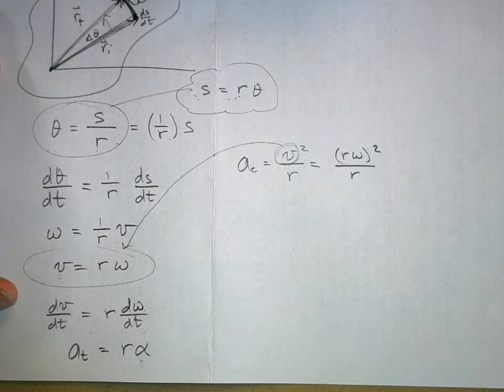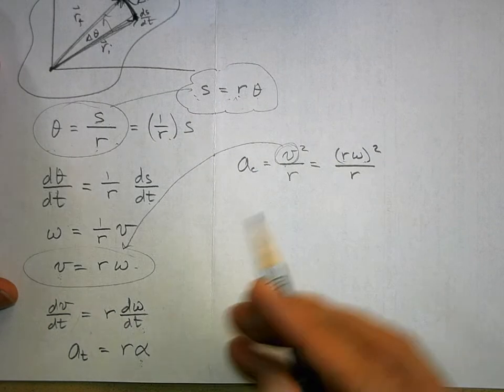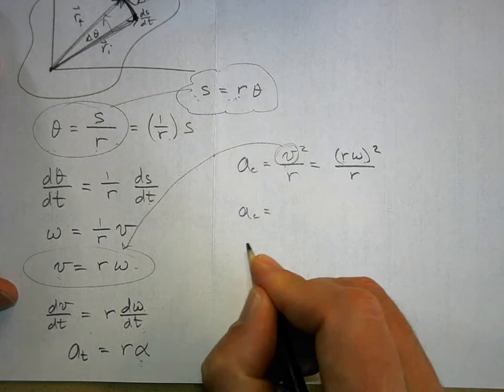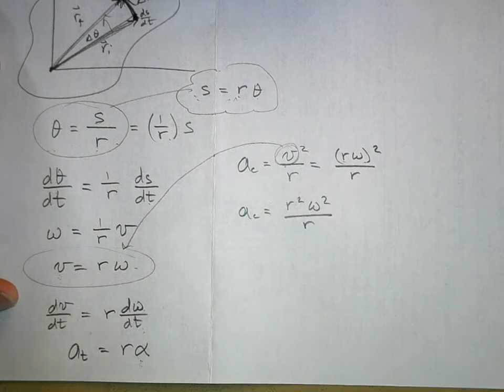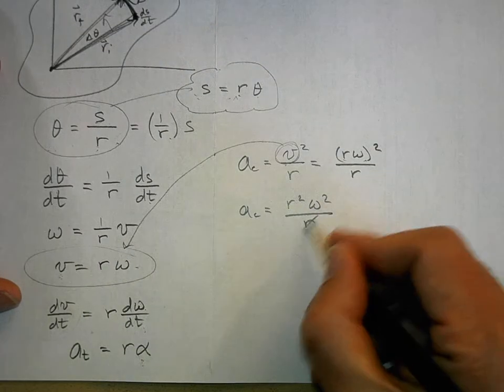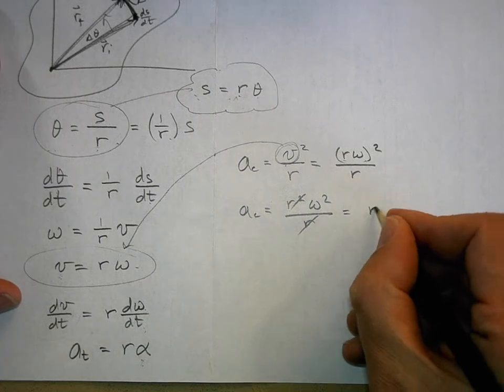Okay, so we just substitute r omega in for my speed, and a sub c is equal to r squared omega squared over r. And of course the r cancels, and this gives me r omega squared.